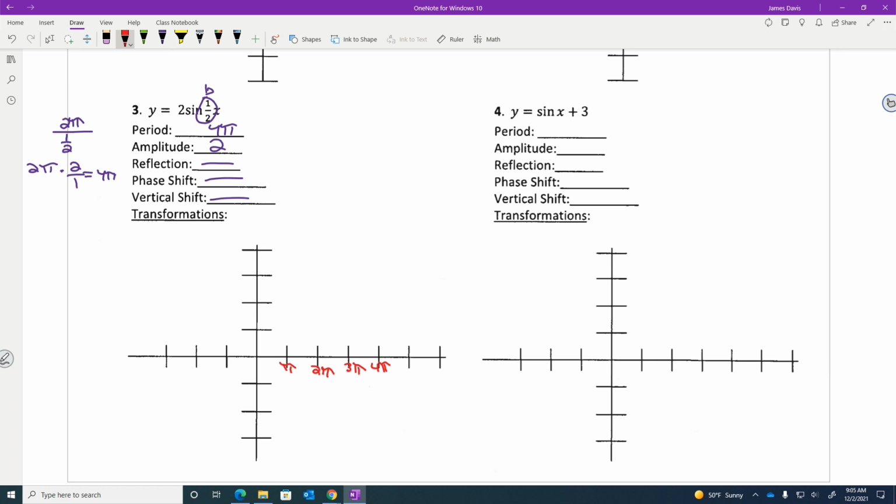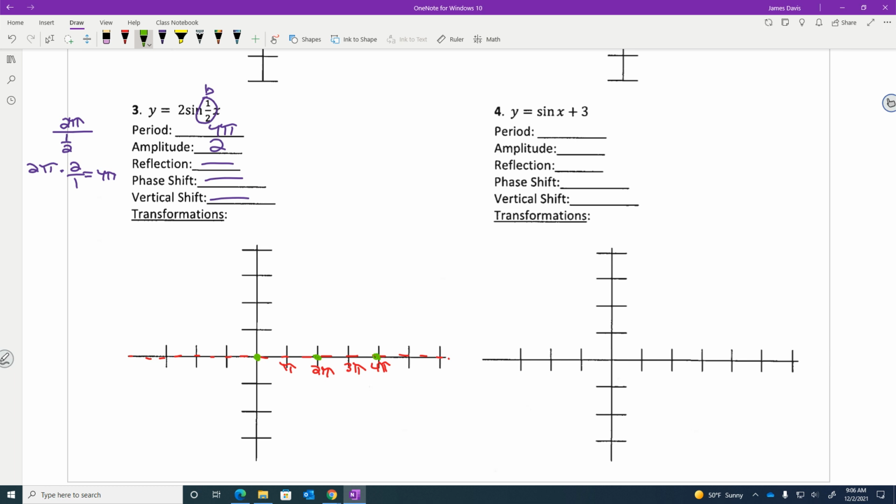Okay? The midline didn't change on this one again. There's no vertical shift, so we can just still keep our midline in the same spot. And now we can go ahead and plot our 5 points. So we're going to put 3 of them on the midline. There's no phase shift, so again, we don't have to move them left to right. So 0, 2 pi, and 4 pi this time.